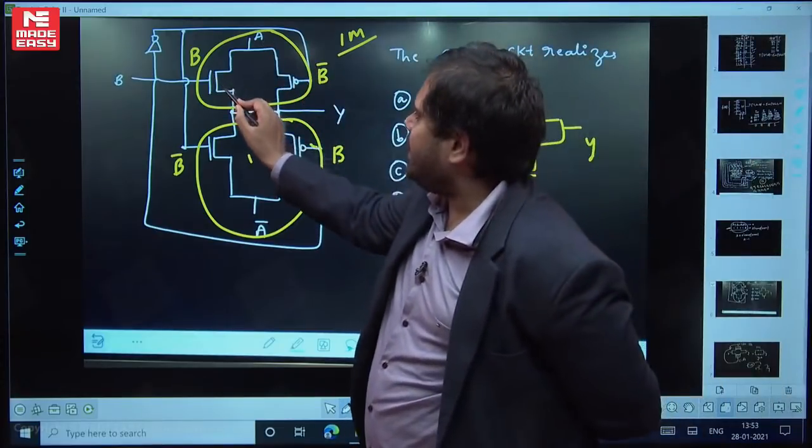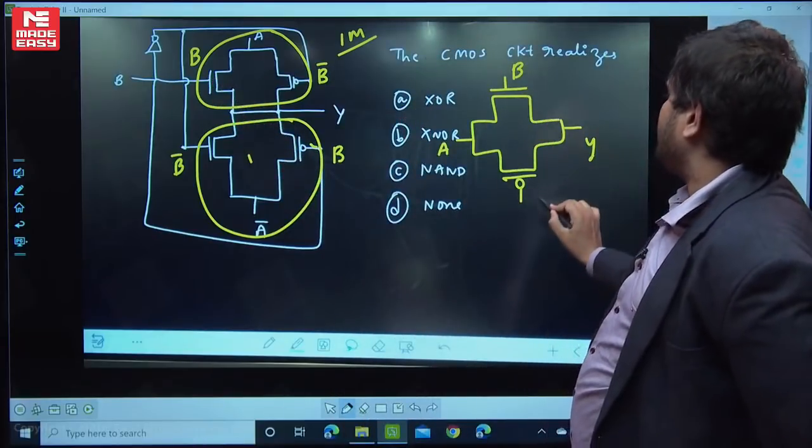And what is connected to the NMOS? Tell me, what is on the NMOS? B is there. NMOS has B. And this fellow is B bar.